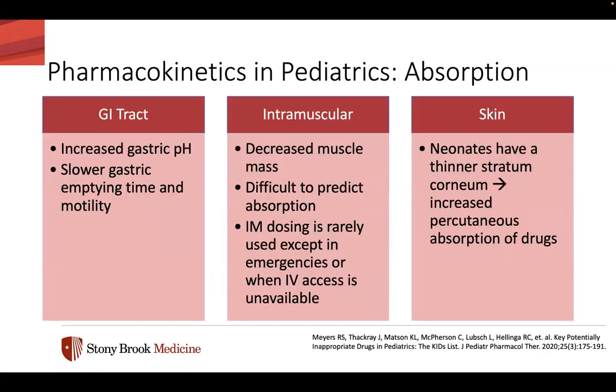As for absorption, for the GI tract, children have increased gastric pH and a slower gastric emptying time and motility. Intramuscular, they have decreased muscle mass, and it's really difficult to predict absorption. So we try to stay away from the intramuscular route of administration, unless there's an emergency or they can't get IV access. And for skin, neonates have thinner skin, so they have increased cutaneous absorption of drugs.